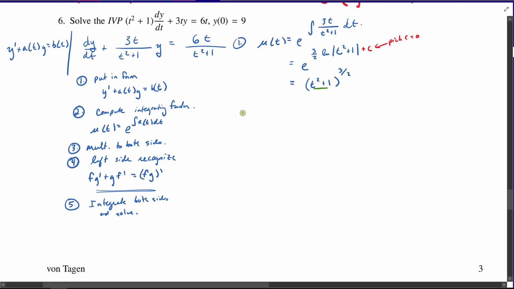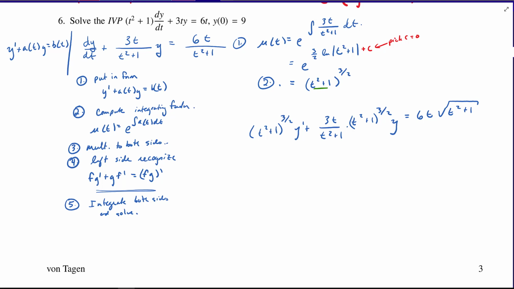So I'd like to go ahead and do so. Here we go. That was step 2, we found the integrating factor. Now we're going to multiply that to both sides, so I'll do so. This gives me t squared plus 1 to the 3/2 y prime plus 3t over t squared plus 1 times t squared plus 1 to the 3/2 y is equal to, and over here, when we multiply by that expression, we just get 6t times the square root of t squared plus 1, or if you like, to the 1/2 power.